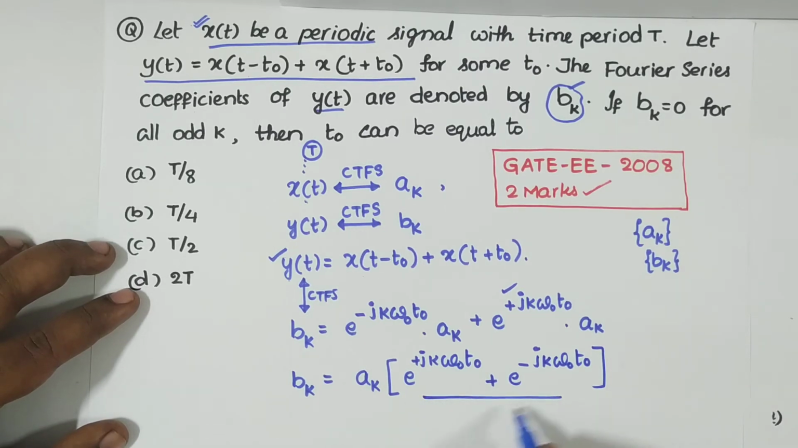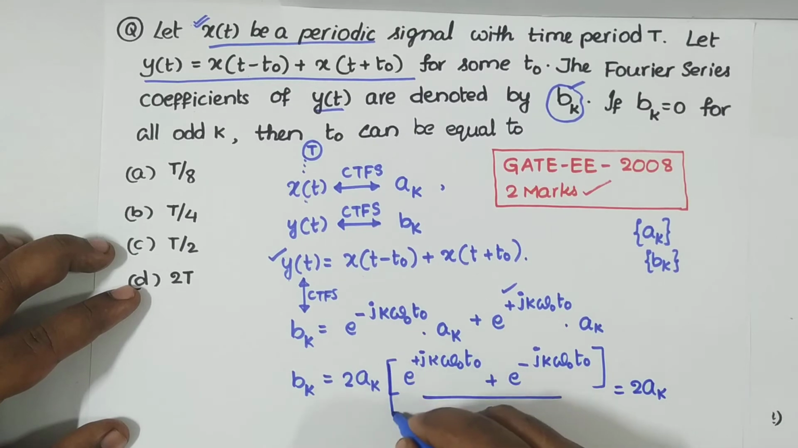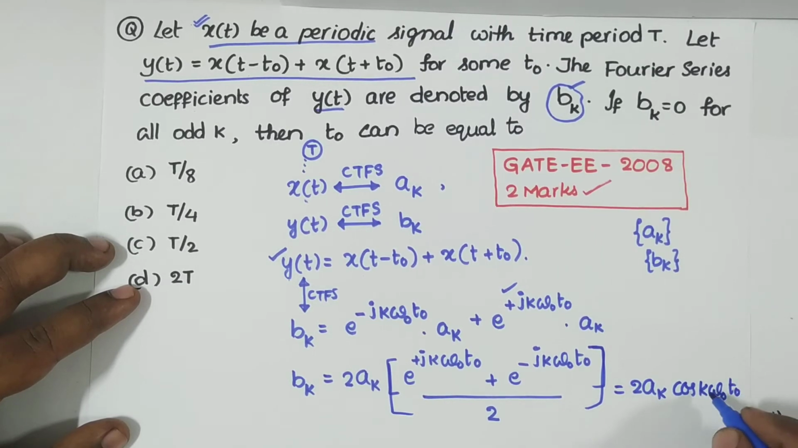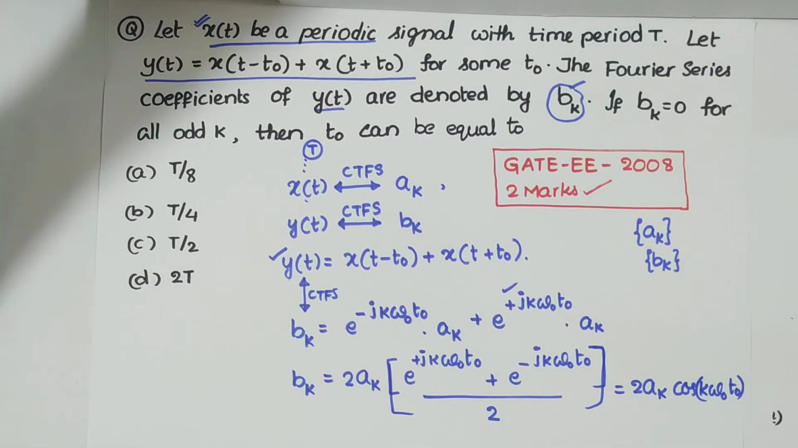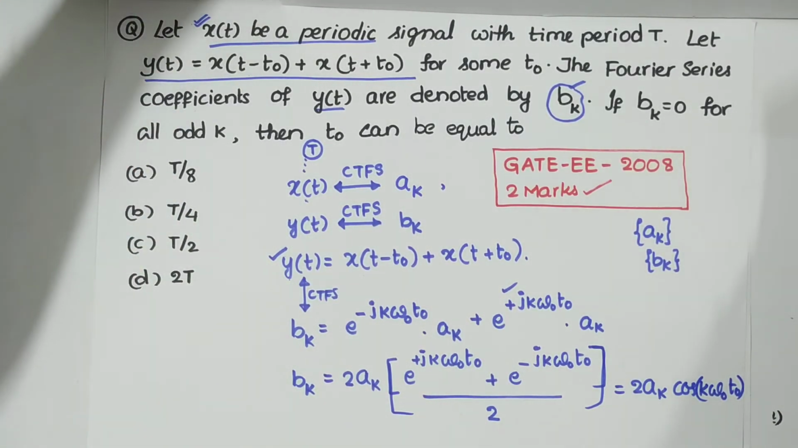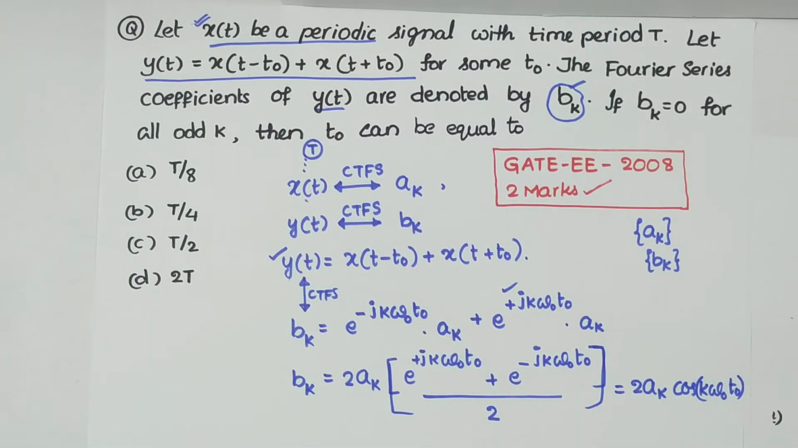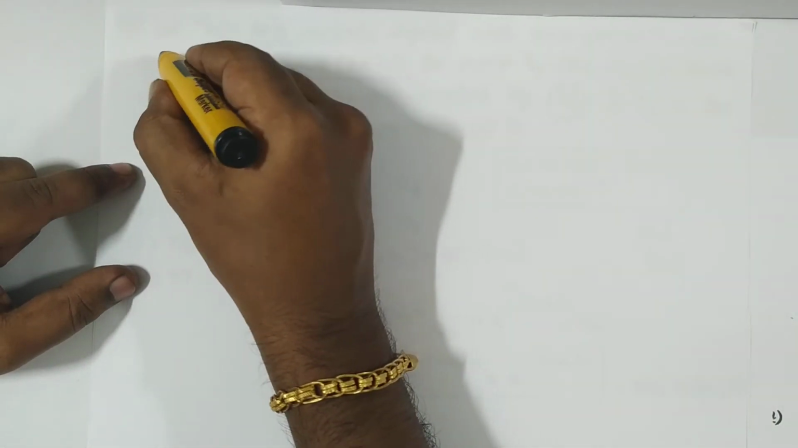I can multiply and divide by 2. If I do this, then this fellow becomes 2a_k, and this bracket quantity is what? Cosine k omega naught t naught. All right, so this is what you have. So finally we have constructed Fourier coefficients for y of t, so finally we have done this.